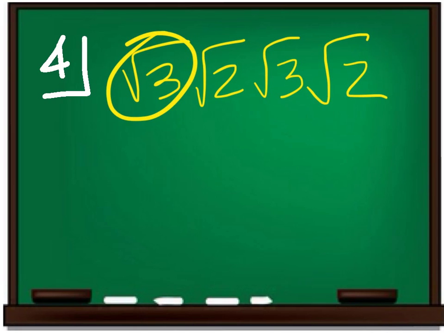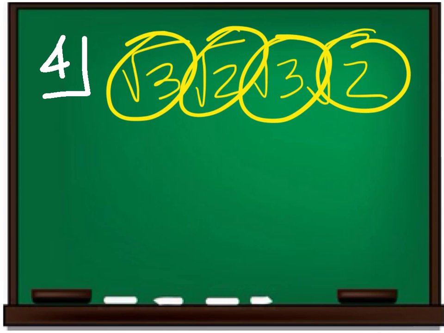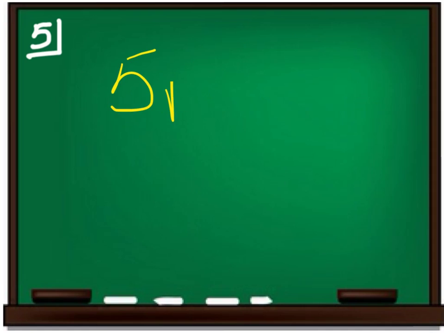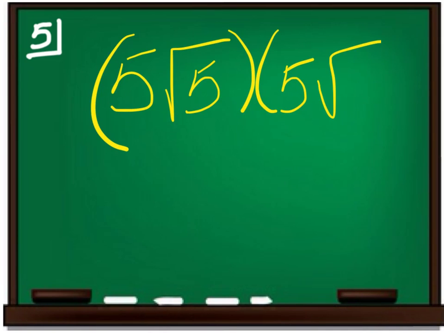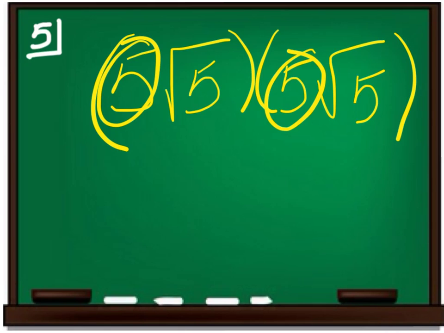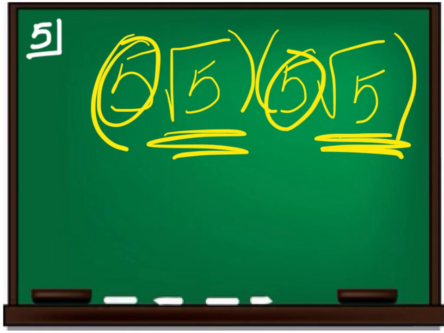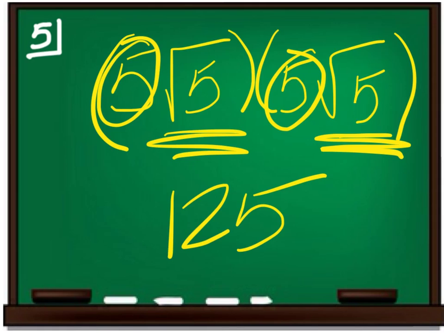You have 3 from this, and then 2 from this. 3 times 2 is 6. Five times 5 is 25. This gives you a 5. Answer is 125.